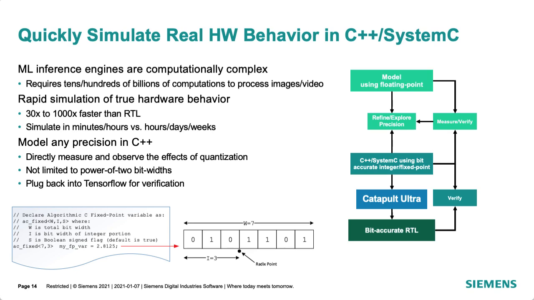Designing using bit-accurate data types allows designers to model any precision in C++ or SystemC and directly measure and observe the effects of quantization of an algorithm. Furthermore, precision can be arbitrary, so we're not limited to power of 2 bit widths. And lastly, because we're designing in C++, we have the ability to plug back into a machine learning framework such as TensorFlow using its C API in order to verify the quantization of the algorithm.